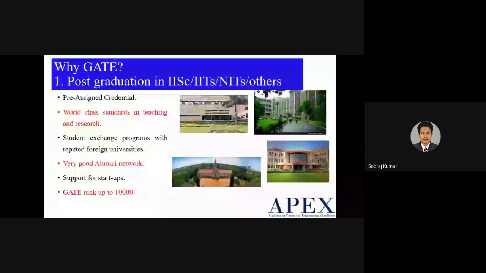Another advantage, support for startups. Startups are very important, let me tell you. In India, because of startups only, people grow. I have one of my colleagues called Somesh Rao. He's a civil engineer. He told me one story. He said there was one student from IISc, Indian Institute of Science. He was doing his MS, Master of Science.